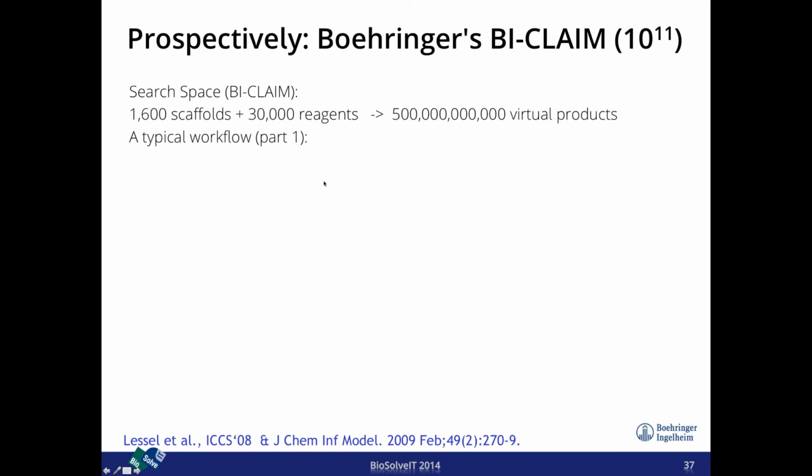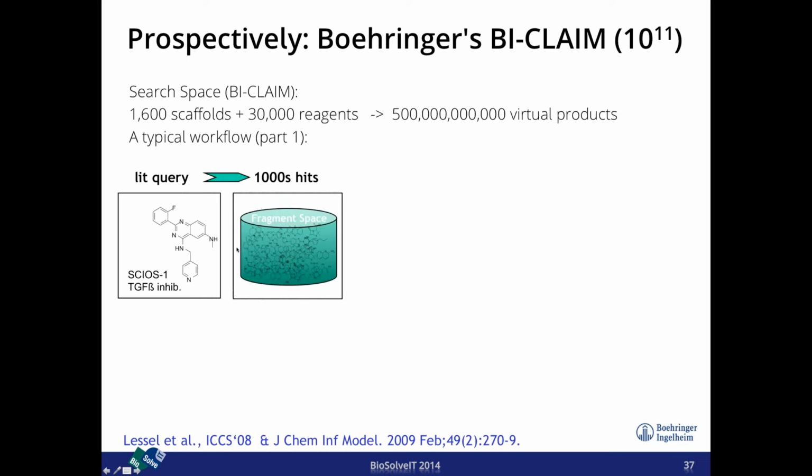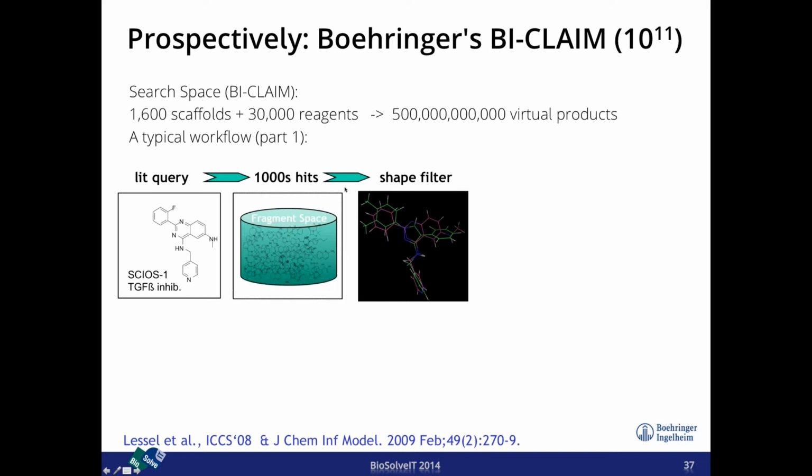And the typical workflow that they underwent was they took a literature query and started out with TGF-beta inhibitors here, one or multiple, I don't actually recall. I think they just started out with one. And they retrieved from their fragment space, from their BI-claim, several thousand hits. And they took these hits and showed them to a shape filter.